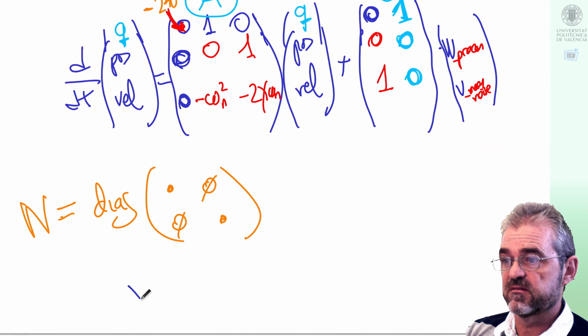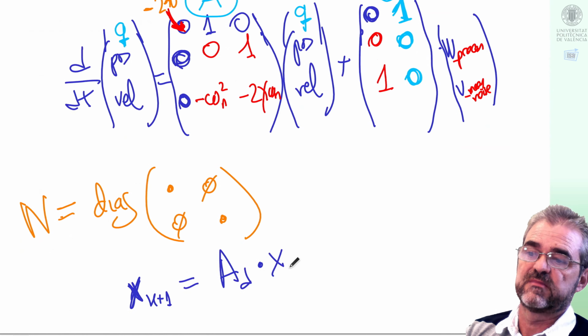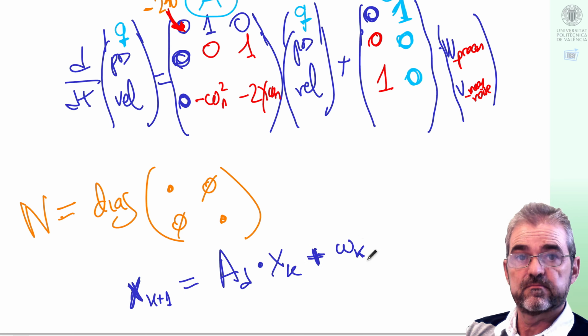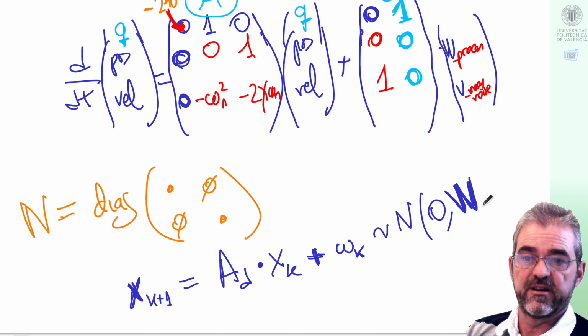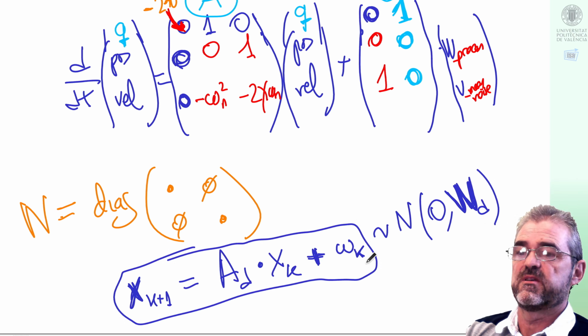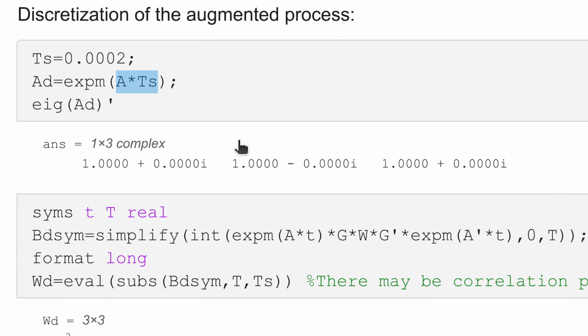My state at the next sample will be some A discrete times the state at this sample plus some lowercase w disturbance extracted from a multivariate normal of zero mean and covariance W discrete. This will be the discretization, and then A discrete is the matrix exponential of the continuous time A times the sampling period.